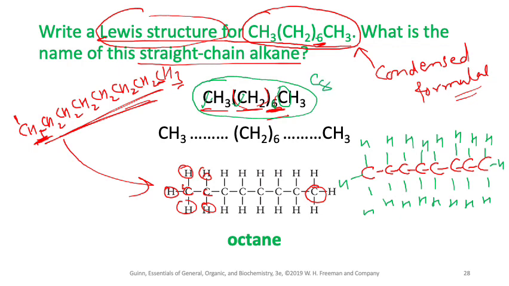So C8. How many hydrogens? 3 from here, 3 from here, 6, and then 2 times 6, 12. 12 plus 6, 18. So this is the molecular formula, or we can also confirm by the formula CnH2n+2. You have 8 carbons, 8 times 2, 16 plus 2, 18. This also confirms you have the right molecular formula. So you can convert one form into another, from molecular formula to the condensed formula to the loose structure, or vice versa.